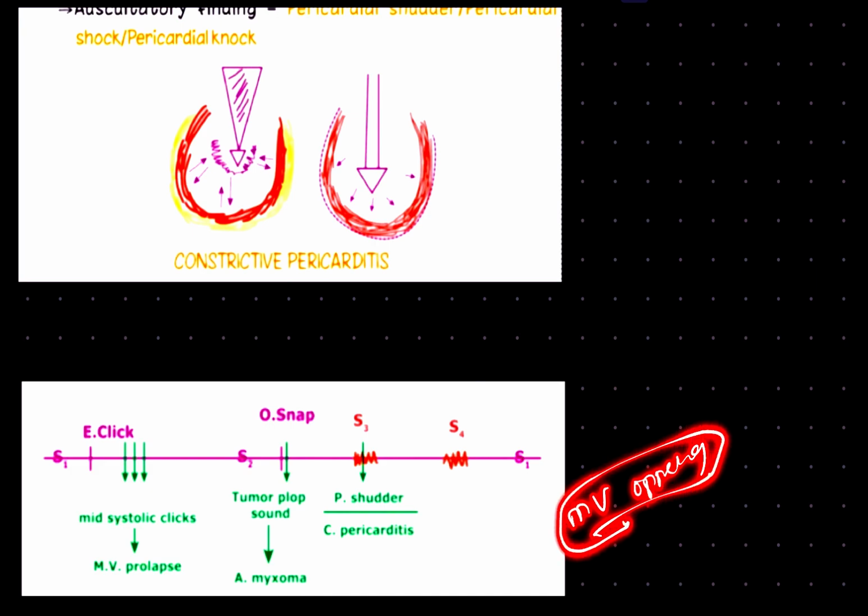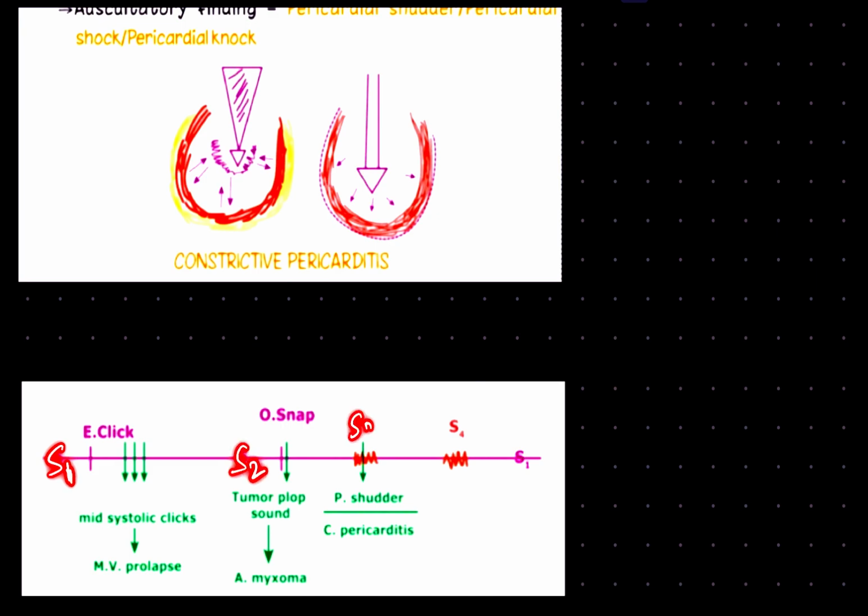And if you recall, how many heart sounds did we study previously? S1, S2, S3, S4. And there was the ejection click, because of opening of the aortic and pulmonary valves. There was the opening snap, because of the mitral valve and tricuspid valve. So here there is filling of blood into the ventricles, which occurs after opening of the mitral and tricuspid valves. After the opening snap, there is the S3 sound during ventricular filling.